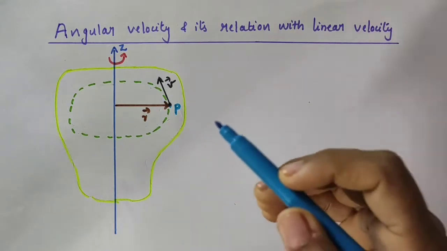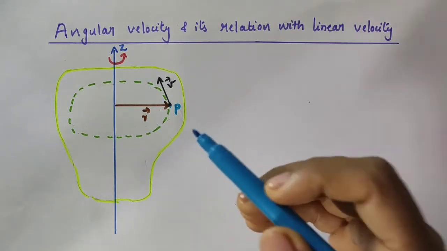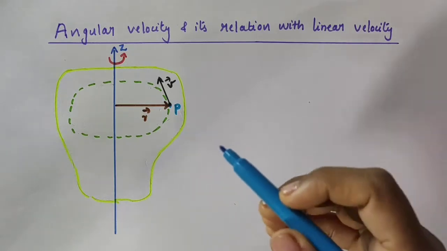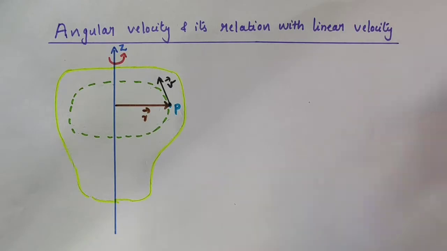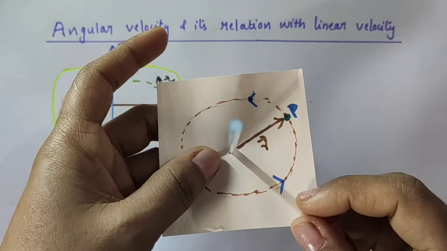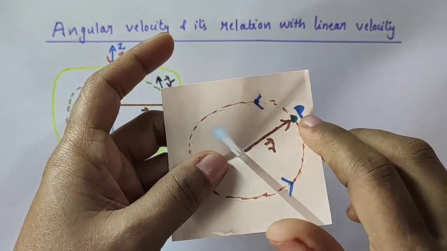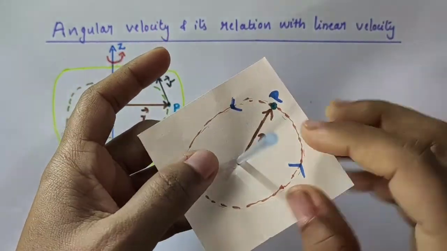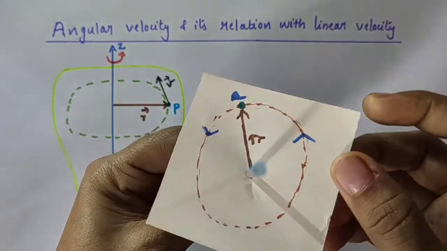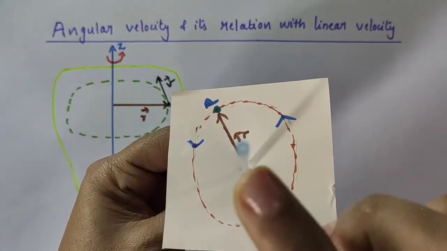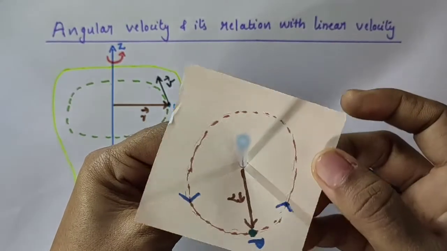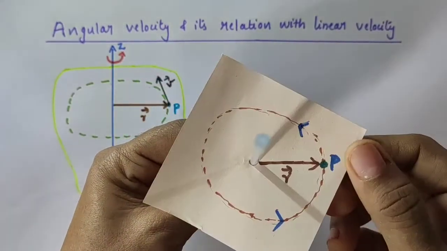When we discussed the rotational motion of a rigid body about a fixed axis, we have seen that every particle of a rigid body moves in a circle. Just imagine this as the rigid body. Here we are considering a particle at this point P. Here we have the axis of rotation. When this rigid body is rotating about this fixed axis, this axis is not moving, it is fixed, the particle describes a circle.